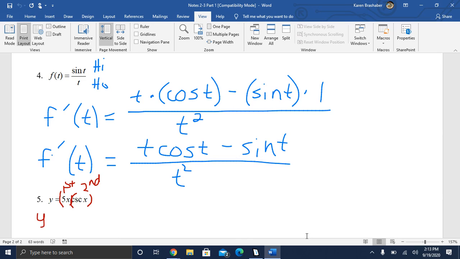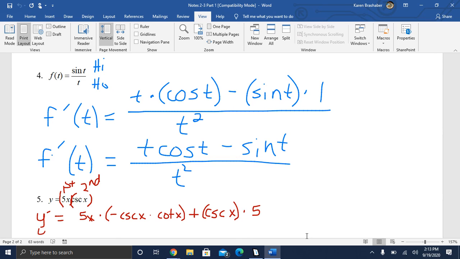So when you do y prime, it is first times the derivative of the second. Well, the derivative of cosecant, now you may have to look at what that was. The derivative of cosecant is negative cosecant of x times cotangent of x. It's one of those new ones. Plus, so here we've done first, d-second. Now we're ready to do second. That would be cosecant of x times the derivative of the first. Derivative of 5x is just 5.